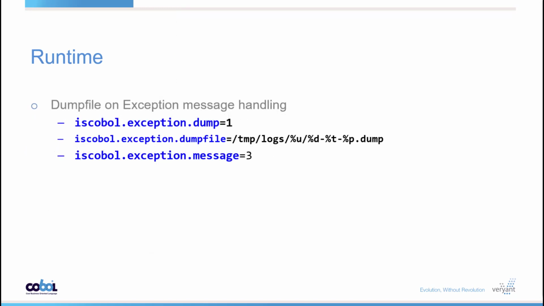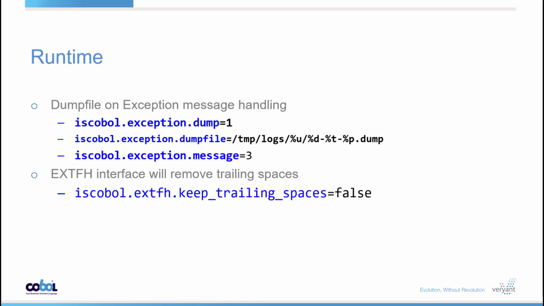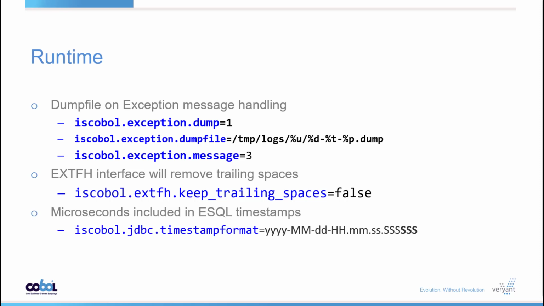When an abnormal termination occurs, a dump file can be created to give you information about the state of the application at the time of the abend. These three variables turn on dumping, specify that the dump should be written to a file, and give the location and name of that file. You can remove trailing spaces in the callable file handler now, extfh. And we've added microseconds to ESQL timestamps.